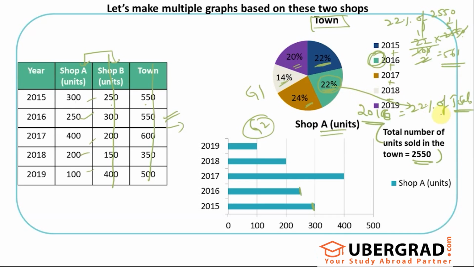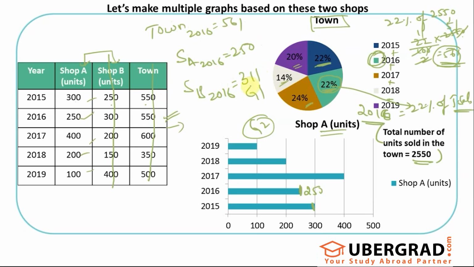Once I do the individual percentages, I know that in 2016, 561 units were sold in the town. How many units of Shop A were sold? 250. This is something I'm reading from graph 2. From graph 1, I read that 560 is the total number of units sold in the town in 2016. Shop A in 2016 sold 250. So how many did Shop B sell in 2016? 561 minus 251, that is 311, something like this. The actual answer should have been 550 minus 250, that is 300. But I've done a slight approximation, so it's okay.